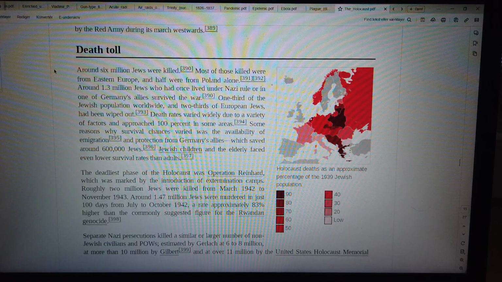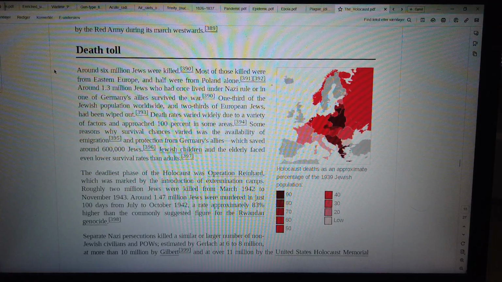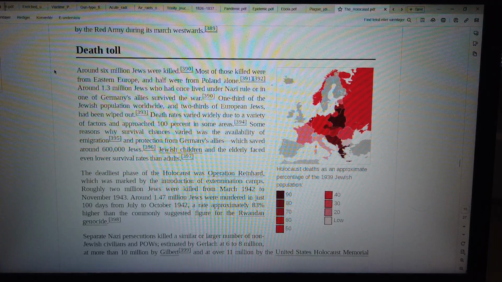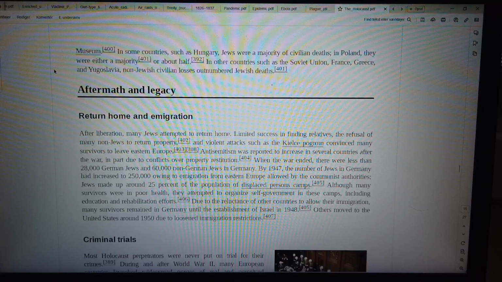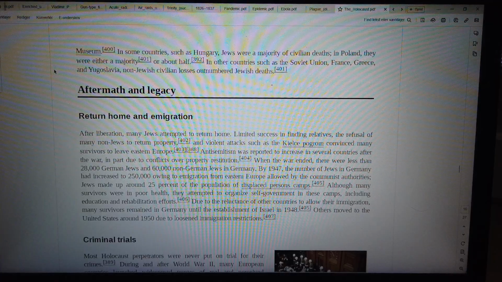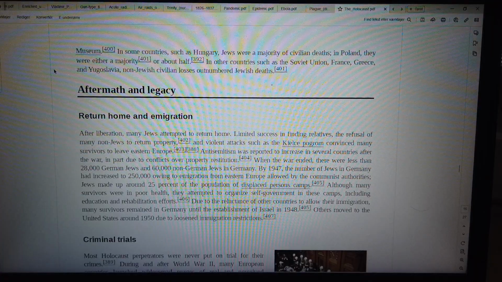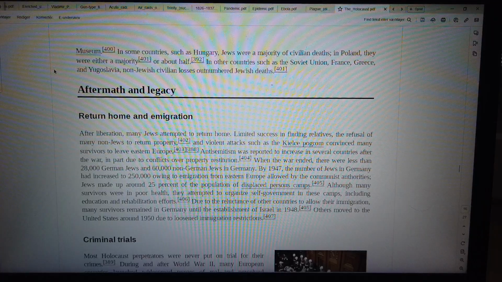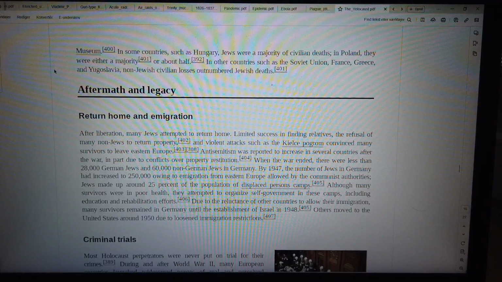Separate Nazi persecutions killed a similar or larger number of non-Jewish civilians and POWs, estimated by Jelak at 6 to 8 million, at more than 10 million by Gilbert, and at over 11 million by the United States Holocaust Memorial Museum. In some countries, such as Hungary, Jews were a majority of civilian deaths. In Poland, they were either a majority or about half. In other countries such as the Soviet Union, France, Greece and Yugoslavia, non-Jewish civilian losses outnumbered Jewish deaths.